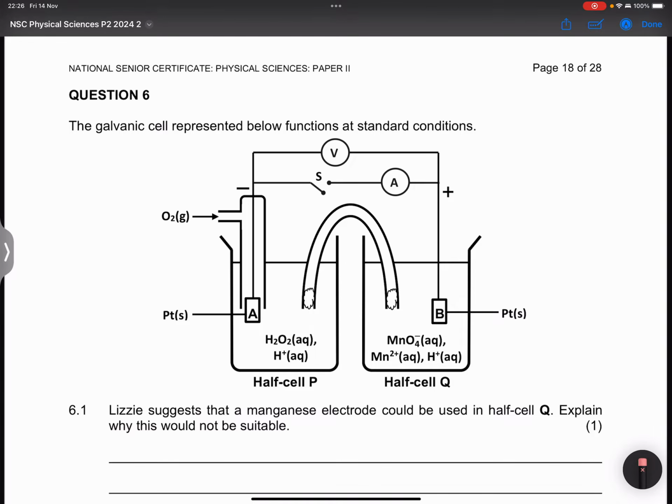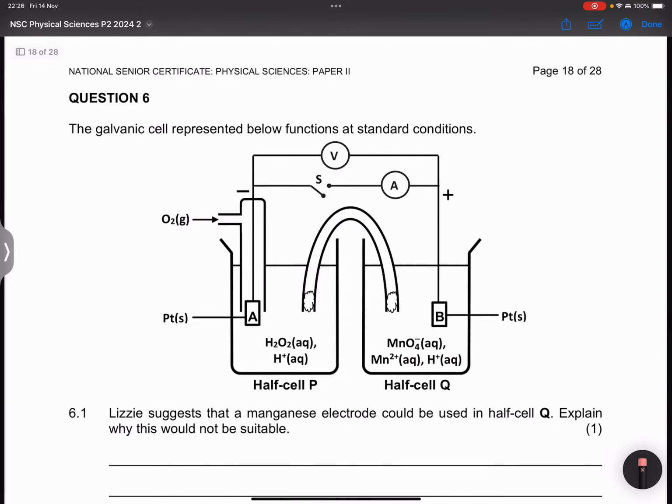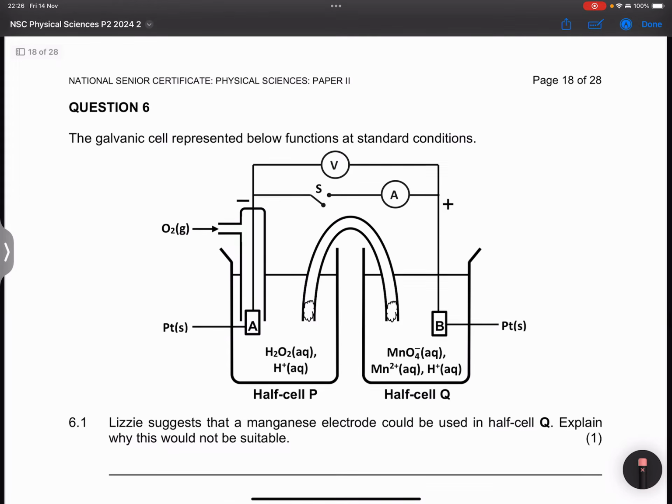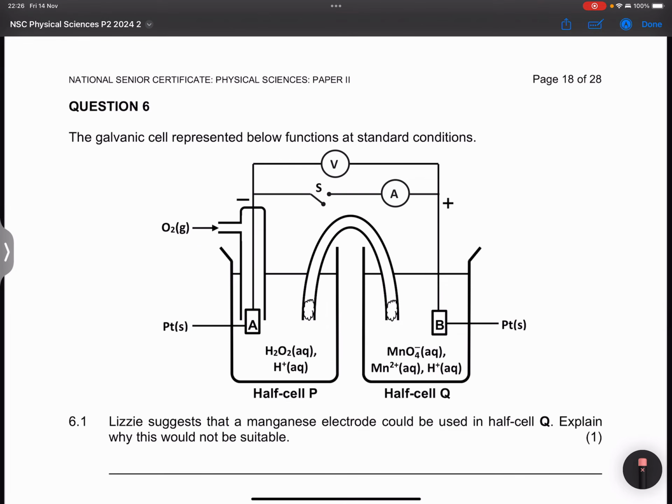All right, so we are still continuing on that IEB question paper from 2024 November, and this is courtesy of Naledi, who has asked us to go through this question paper.